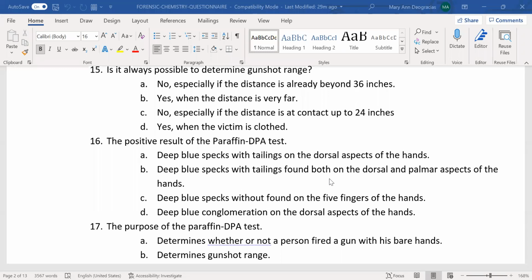It's a deep blue specks with tailings, meaning it came within the skin. Kasi once na nagpaputok ng baril ang isang suspect, guys, those burned and unburned particles will be coated onto the dorsal aspect of the hands and become implanted. So, papasok sa pores natin yan. So, ang magpa-positive talaga, yung dorsal aspect, yung likod ng palad natin.